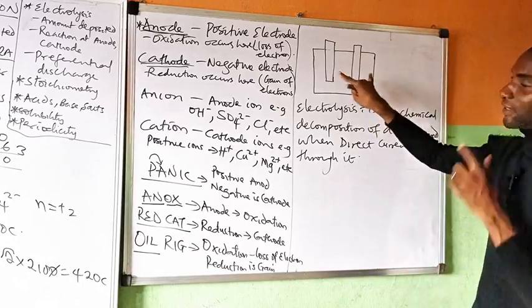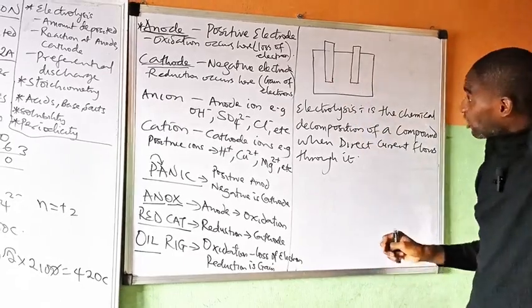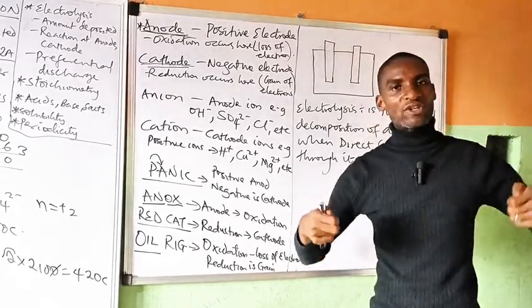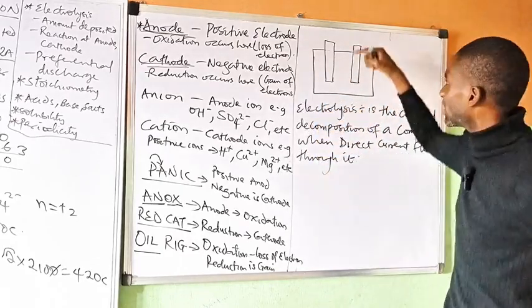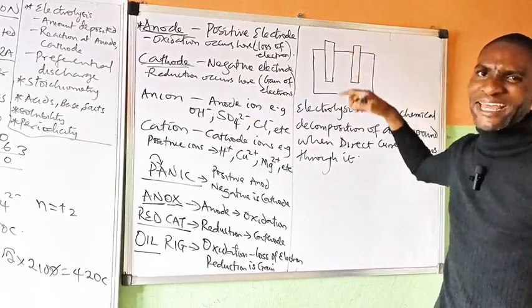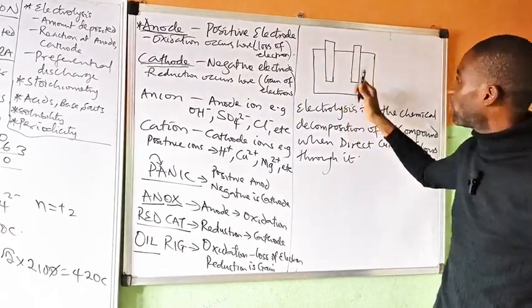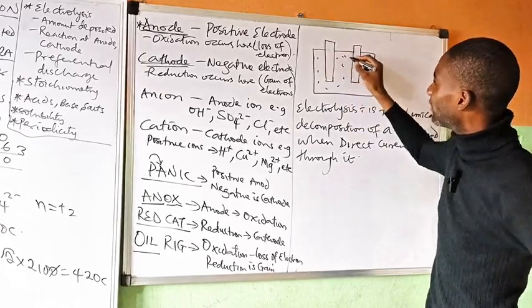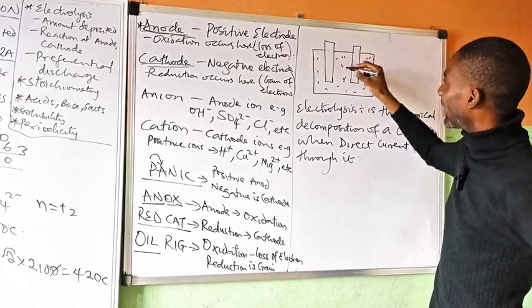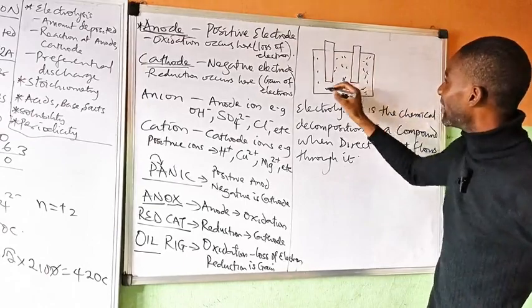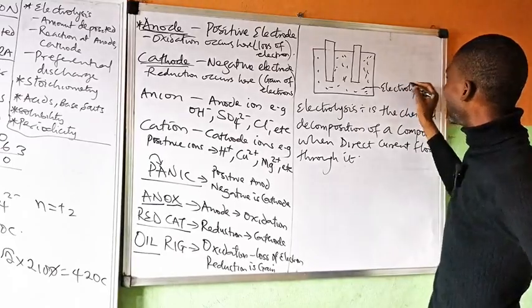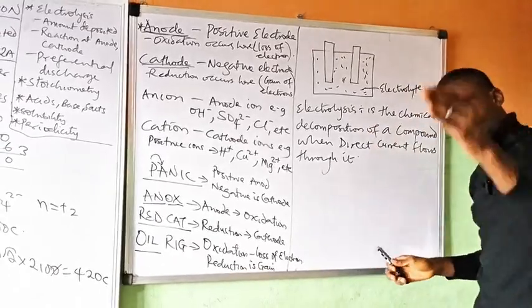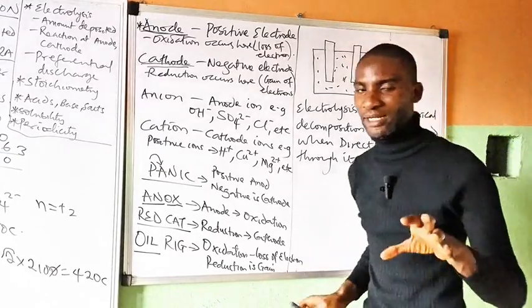So this is an example of an electrolytic setup. You've seen a car battery before. You see that there are two rods on the head of the car battery. Those rods are the electrodes. So this is an electrolytic setup. Inside here you have an electrolyte. That liquid inside here is the electrolyte, and that electrolyte is the compound that will be broken down. Let me tell you the concept behind electrolysis.